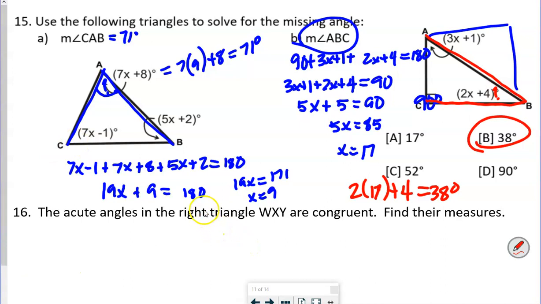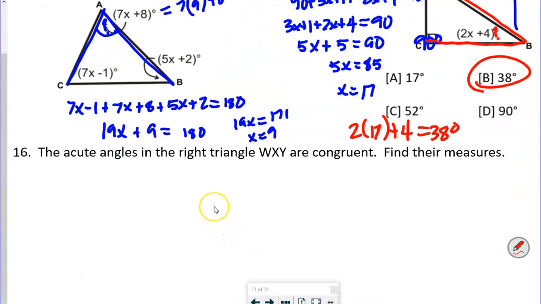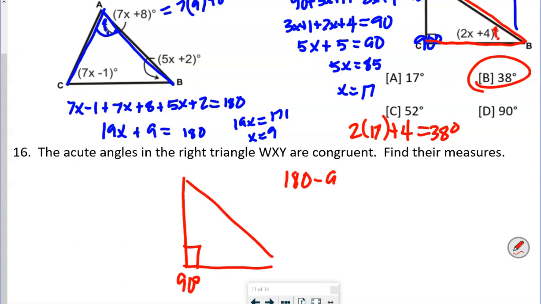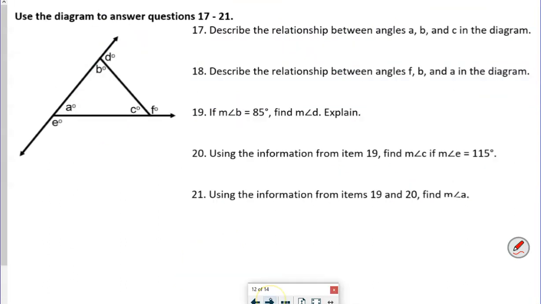Now this next one says the acute angles in a right triangle, WXY, are congruent. So we have a right triangle, right? And the acute angles are congruent. So if this is 90 degrees, what do we have left? Couldn't we do 180 minus 90? That's going to give me 90. And these are congruent, so we're going to divide that by 2. So both of those angles are going to be 45 degrees, right? Y'all got me? Okay. All right, use the diagram to answer 17 through 21.